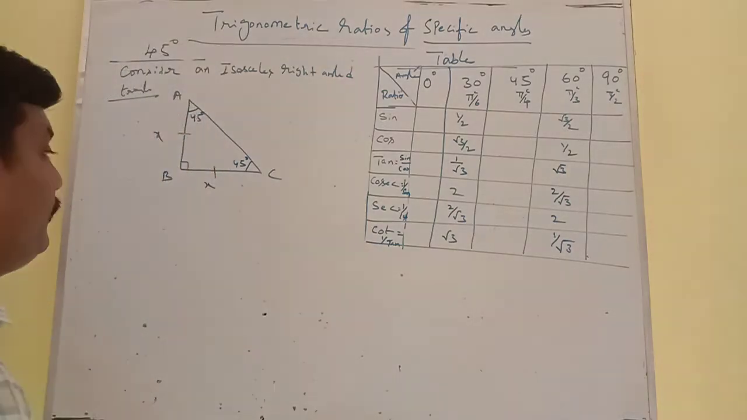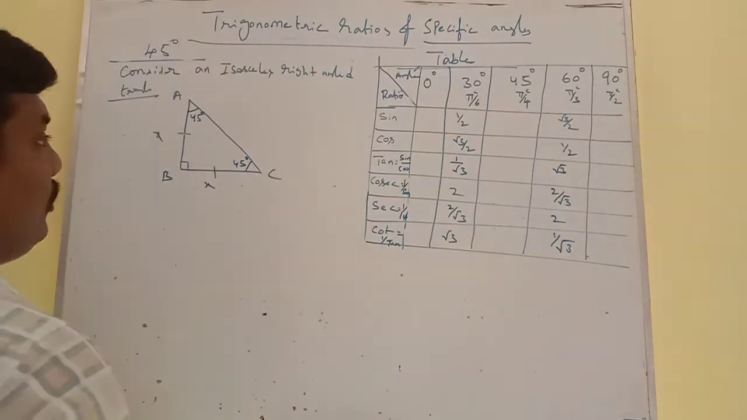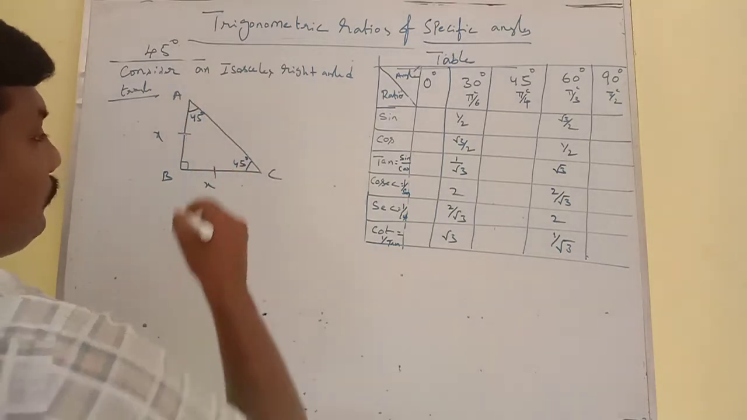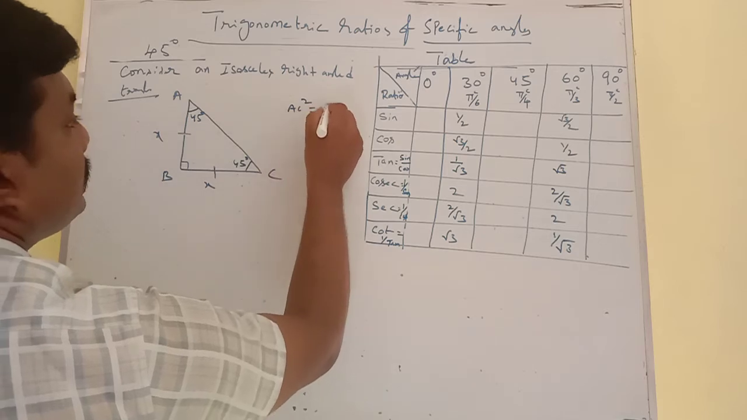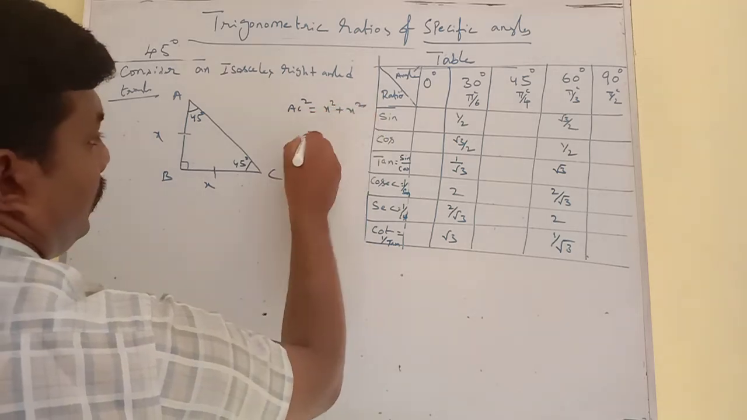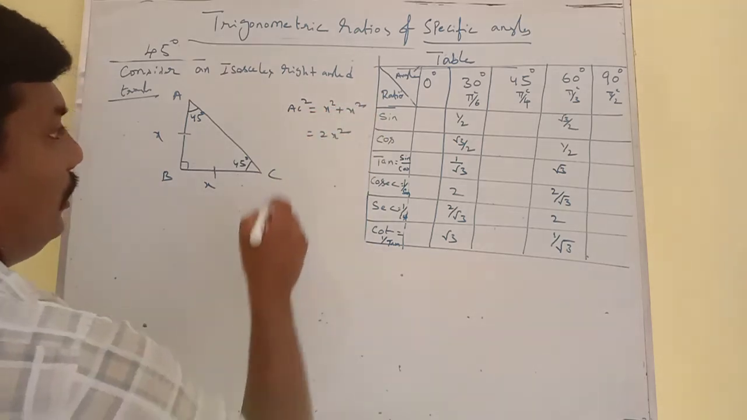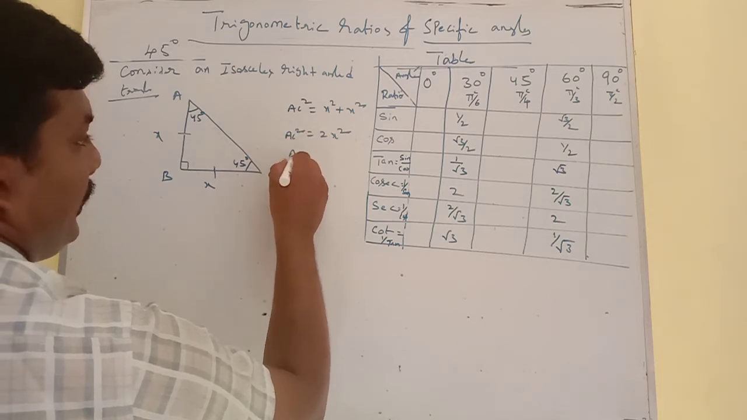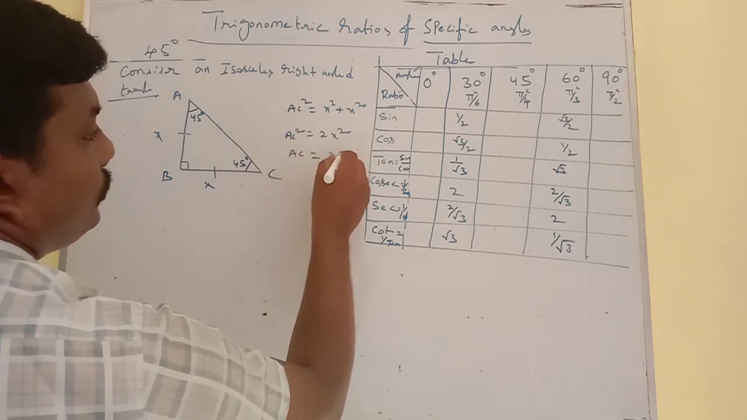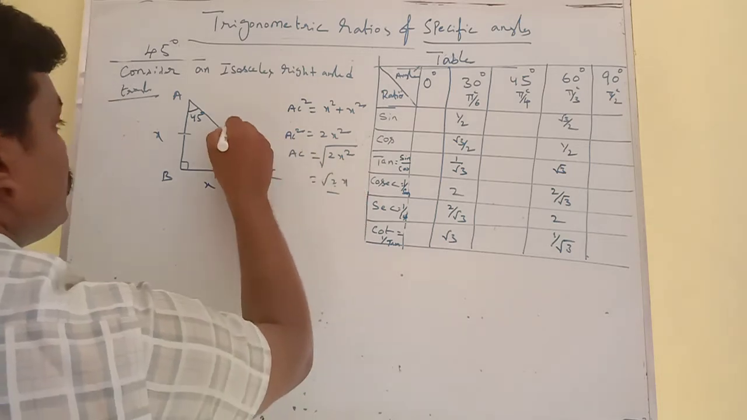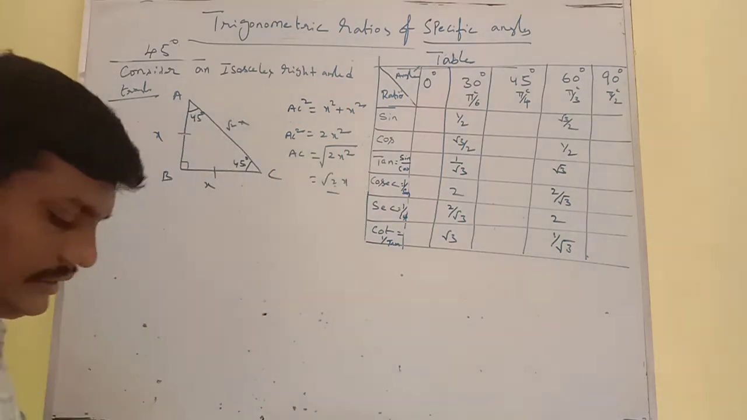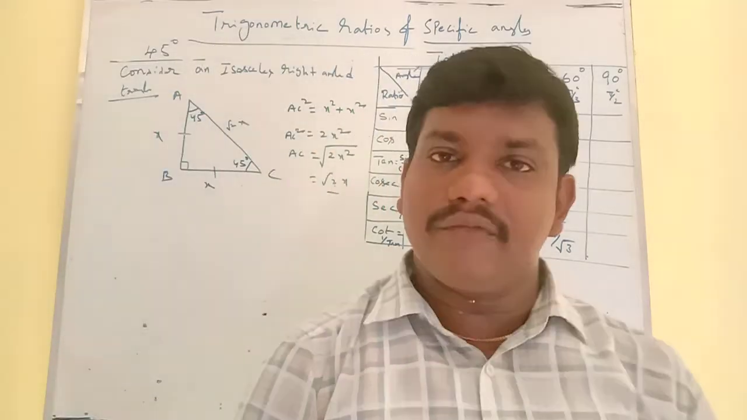So if it is x and if it is x, what about the Pythagoras theorem? The Pythagoras theorem states that AC square equals AB square plus BC square. This is 2x square, so AC can be written as the square root of 2x square, which is root 2 into x. So we find AC from here.